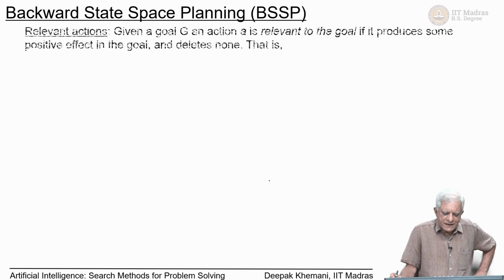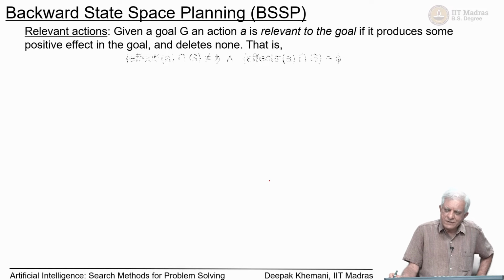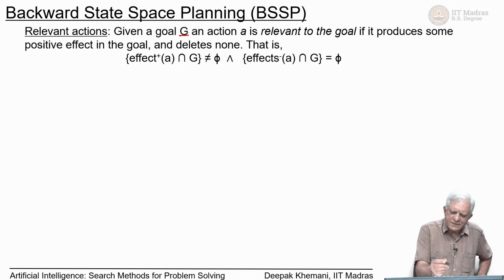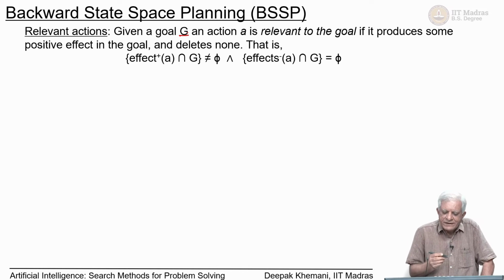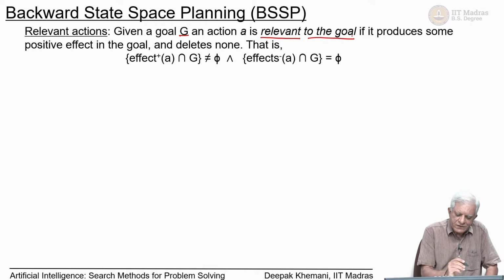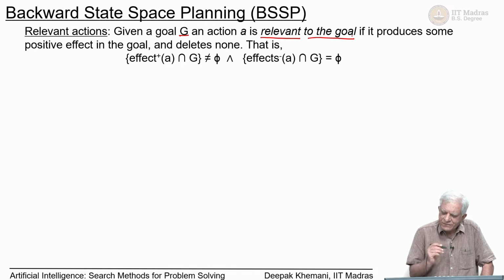So, in backward state space planning, first of all we have to talk about a relevant action. What is a relevant action which will achieve something in the goal that you are interested in? So, we are given G. Remember that these are sets of predicates. This is true, on A B must be true and on B C must be true, or something like that. Sets are there. And action A is relevant. Just as we talked about applicable actions in forward state space planning, we talk about relevant actions in backward state space planning, and it is relevant to a goal if it produces some positive effect in that goal and it deletes nothing from the goal.